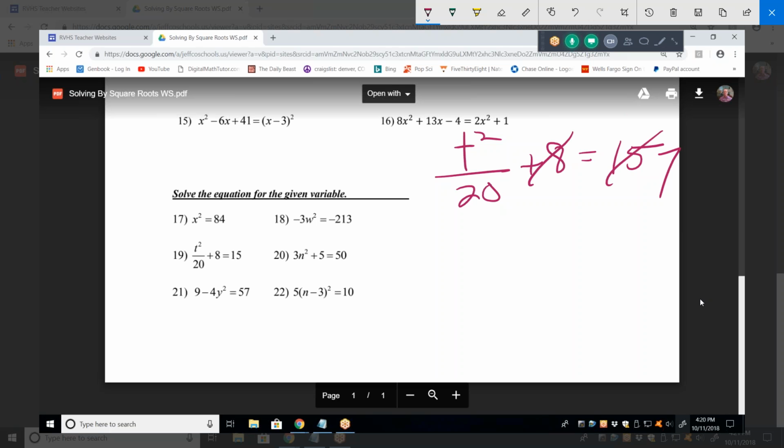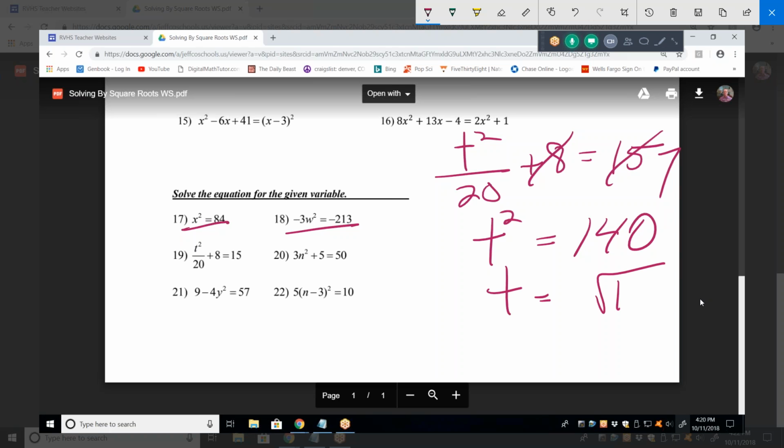Okay. So now we have t squared over 20 equals 7. Now, how do I get rid of that denominator? Can you multiply by 20 on both sides? Perfect. T squared equals 140. Now, we have a standard looking quadratic. I have a squared term, but I don't have a non-squared term. I don't have just a t. So how am I going to solve this? T equals the square root of 140. Almost. Plus minus the square root of 140.